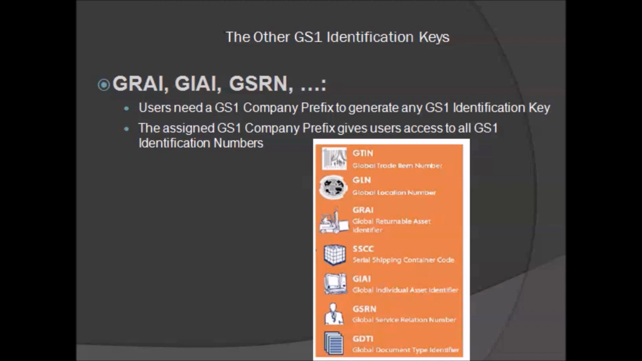We can use more GS1 identification keys. Then we can know who managed the trade item and when the item was managed. And we can obtain the corresponding document. And this document will be formatted according to the GDTI, the Global Document Type Identifier, a GS1 identification key.